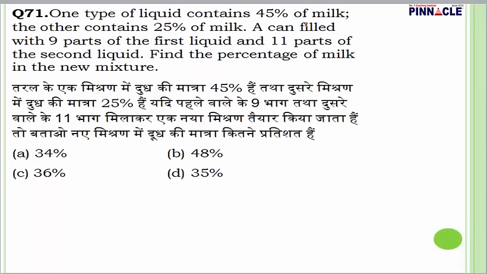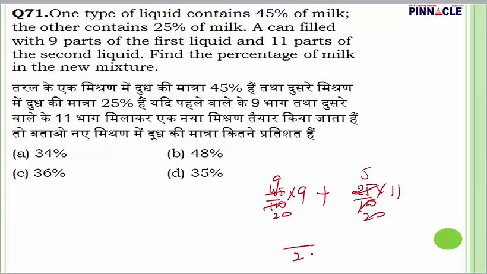Next question, question number 71. One type of liquid contained 45% of milk. The other contained 25% of milk. A can is filled with 9 parts of the first liquid and 11 parts of the second liquid. Find the percentage of milk in the new mixture. So 45 by 100 you can write here, and 9 parts of it. And in the second case, 25% and 11 parts of this. 9 parts is out of 20 parts, because total is 20 parts. So 45% into 9 by 20 and 25% into 11 by 20.